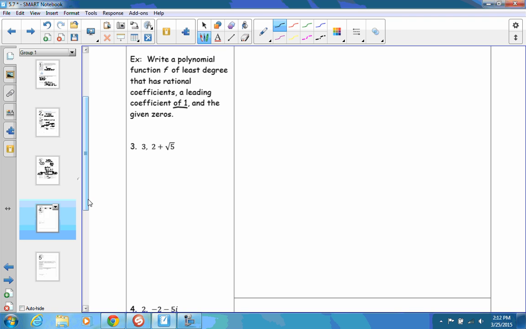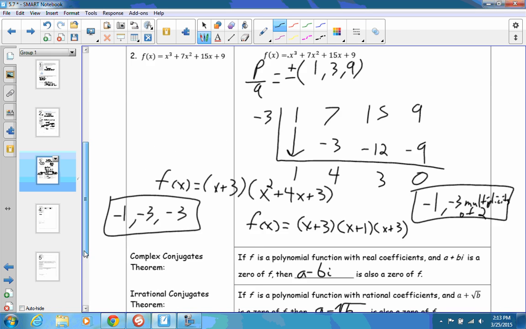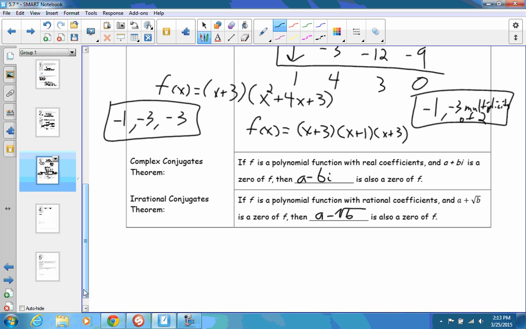So how many zeros do I have here? There's a comma here, just so you know. So 3 and 2 plus root 5. How many zeros am I getting? 2. How many do I actually know? If 2 plus root 5 is a zero, what is also a zero?